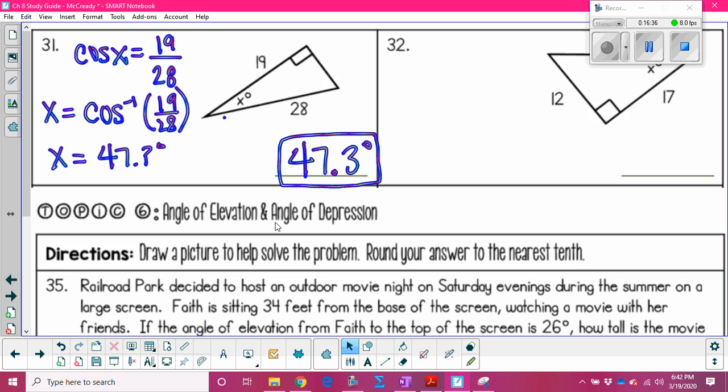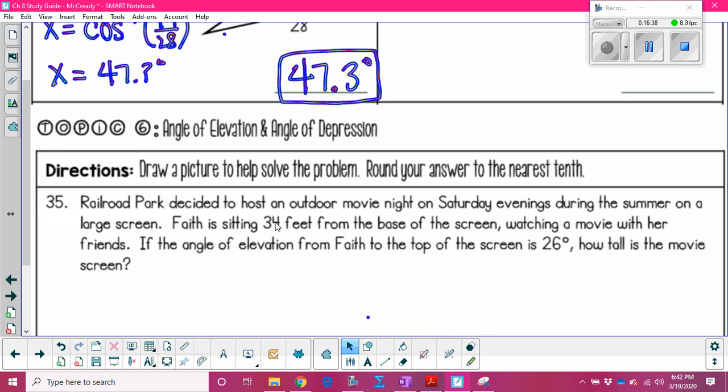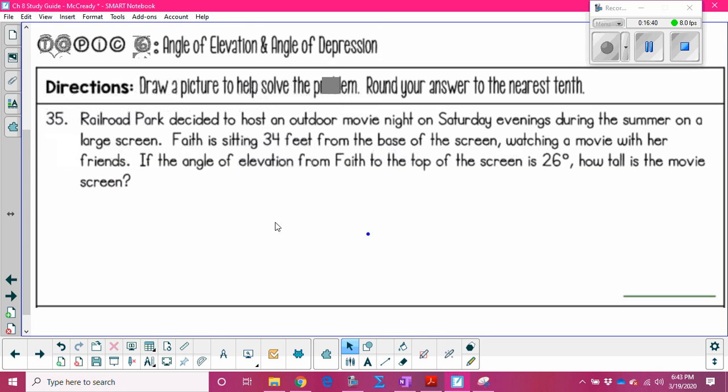Okay, so let's look at angle of elevation and angle of depression. We're going to look at number 35. Okay, so Railroad Park decided to host an outdoor movie night on Saturday evenings during the summer on a large screen. Faith is sitting 34 feet from the base of the screen. Okay, so let's look at this. Here's the screen. Faith is sitting 34 feet away from it. She's way out here. Here's Faith. She's 34 feet from it.